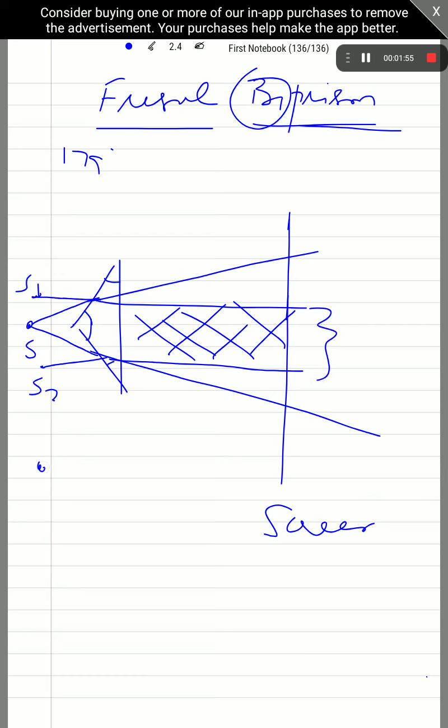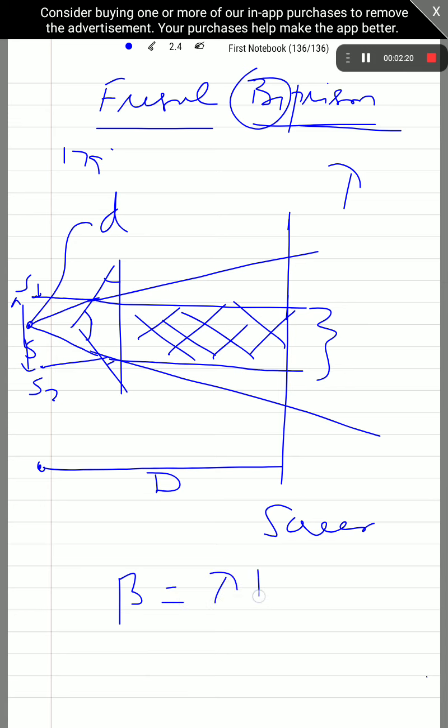Again, this distance is, let us say, capital D. These two sources S1 and S2 are at a distance small d, and we are using wavelength of light lambda. As in the Young's double slit experiment, we have deduced the formula fringe width beta equal to lambda capital D upon small d. Likewise here we have the same formula, because now it becomes very similar geometry.